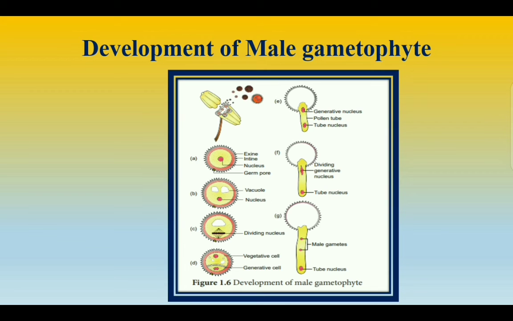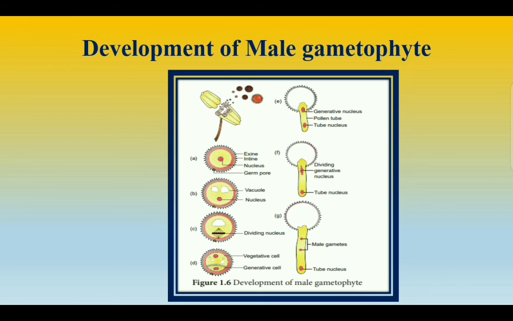So the nucleus of the microspore divides to form a vegetative and a generative nucleus. So you can see the vegetative cell and the generative cell in picture D. A wall is laid around the generative nucleus, resulting in the formation of two unequal cells. One is larger, with an irregular nucleus and abundant food reserve, called the vegetative cell, and the other is a smaller generative cell. So at this two celled stage, the pollens are liberated from the anther.